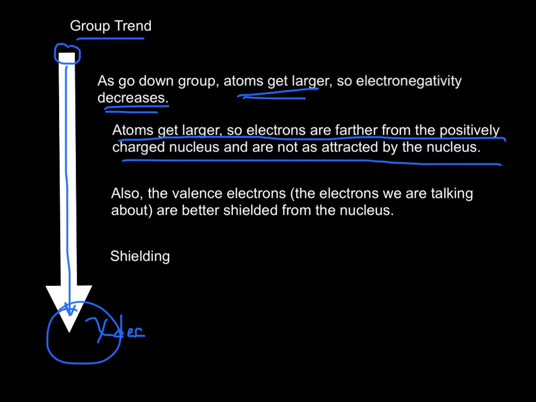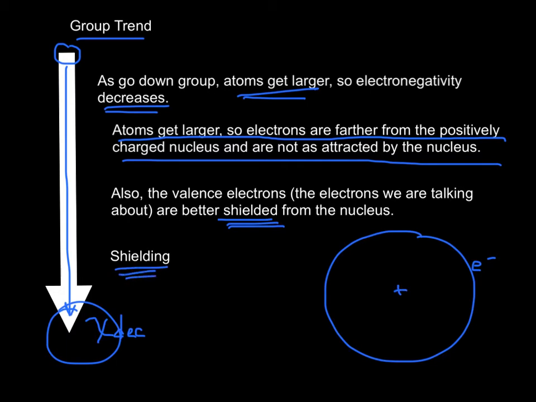Also, the valence electrons, which are the electrons we're talking about, so they're on the outside, we say that they are shielded from the nucleus. Okay, so here's a nucleus. This is called shielding. So if, say, this is in the fourth energy level right here, there's a whole third energy level of electrons here, and a second energy level, and a first energy level. So there's lots and lots of electrons between the valence electron and the nucleus. These electrons get in the way, or shield, the valence electrons from the nucleus. Because there's all these core electrons, or electrons in lower energy levels, it makes it hard for the nucleus to attract the valence electrons.